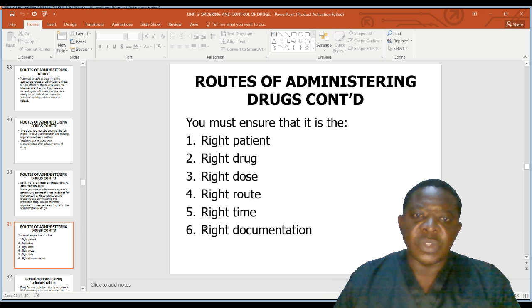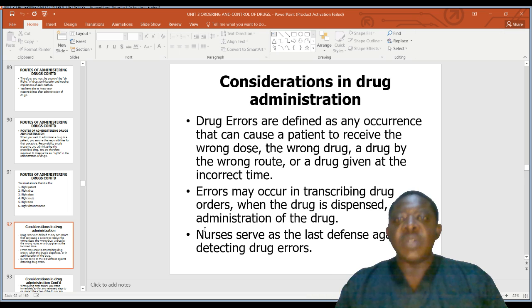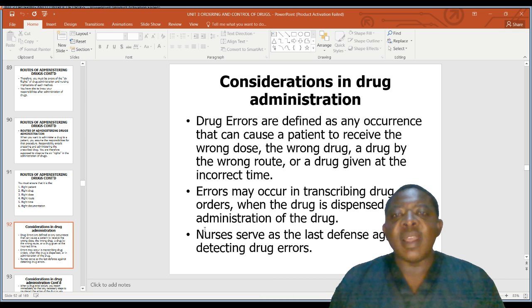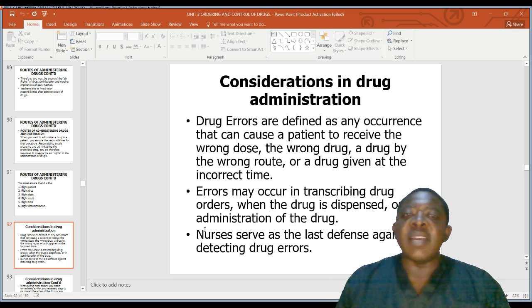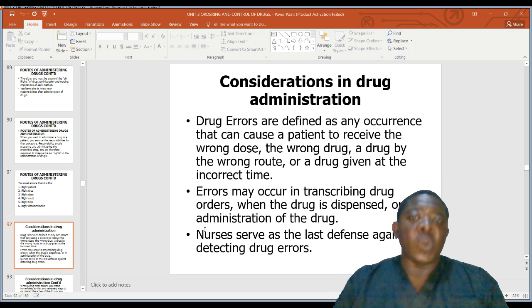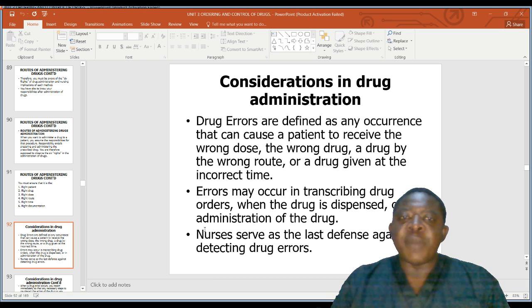So that constitutes that. Consideration in drug administration may also include drug errors, which are identified as any occurrence that can cause a patient to receive the wrong dose, the wrong drug, a drug by the wrong route, or a drug given at the incorrect time.